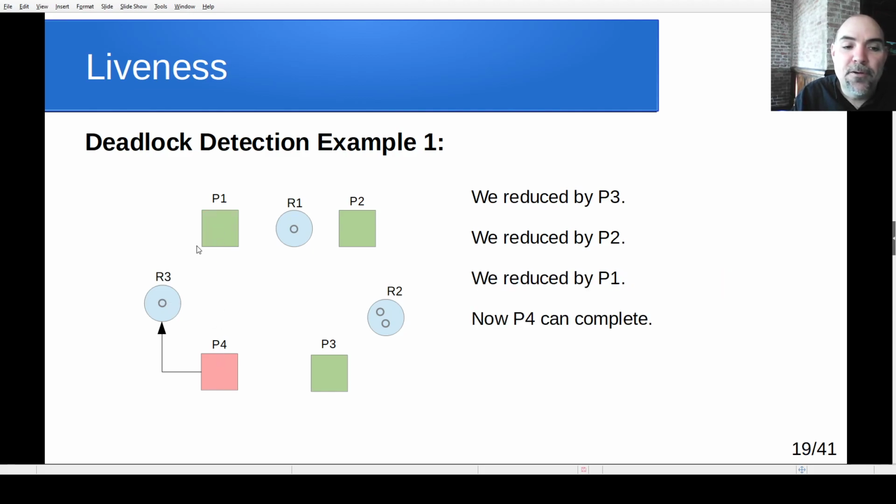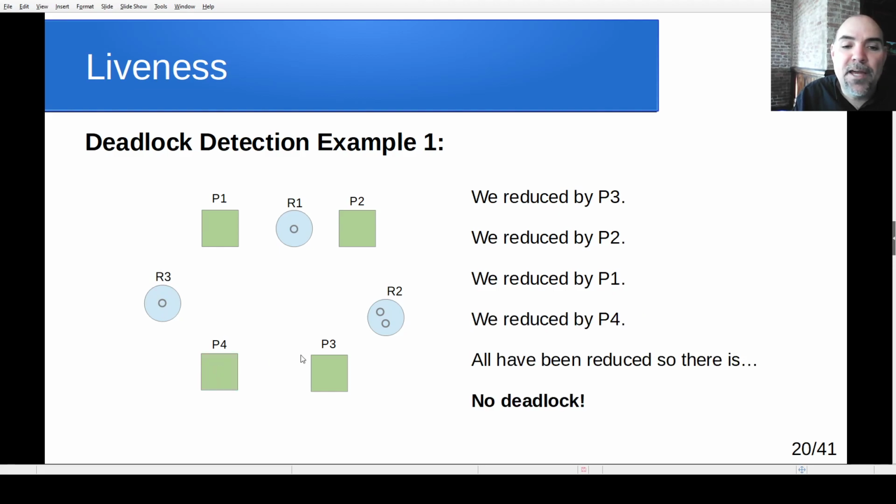So now R3 gets freed up. P4 can now finish, and we can reduce by that. And so therefore we had no deadlock in that original more complicated view, because all of them could potentially get their resources and could potentially complete. So there was no deadlock there.